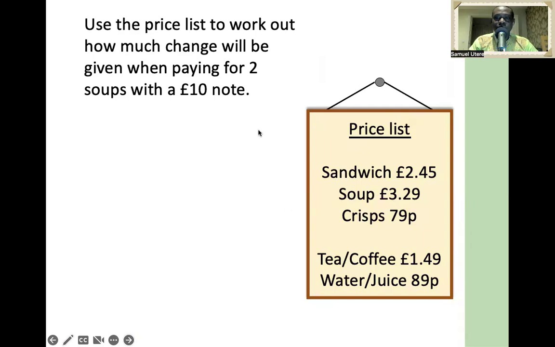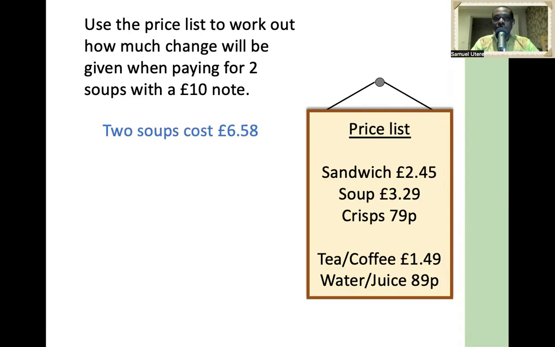All right, here is the last example. I want you to pause and see whether you'll be able to do this yourself. Okay, so the question says, use the price list to work out how much change will be given when paying for 2 soups with a £10 note. The first thing we need to do is to find out what the value of 2 soups actually is. So we add them. We can either say 3.29 plus 3.29, or we can work out 3.29 times 2 to know the value of 2 soups.